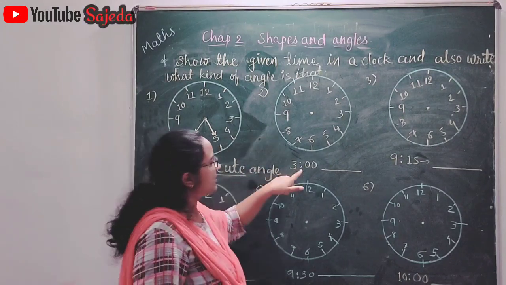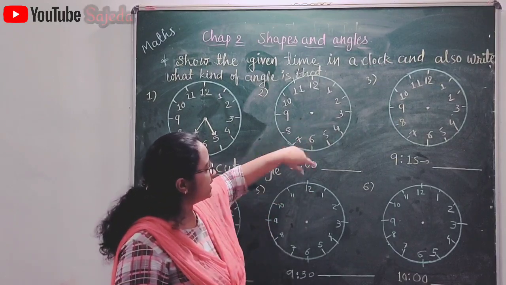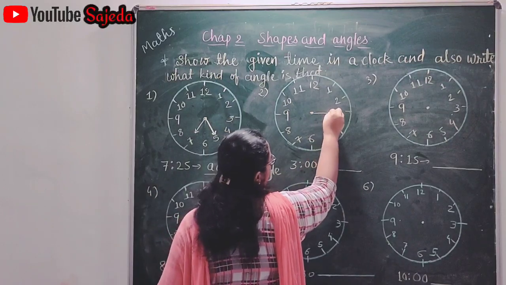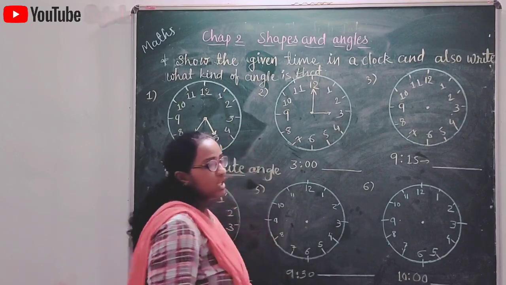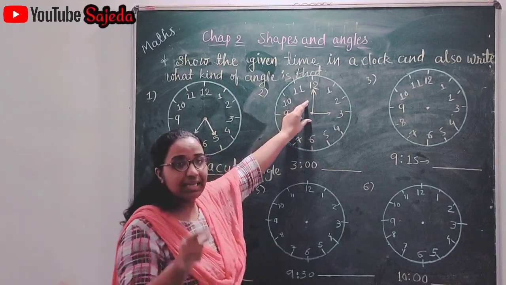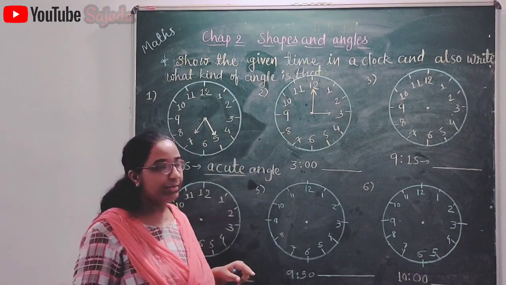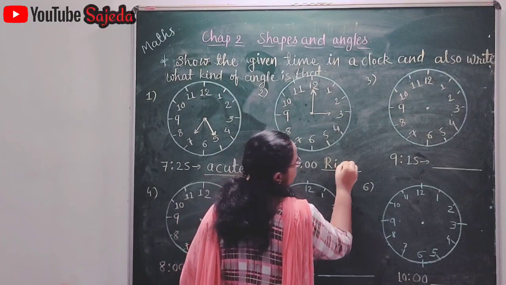Now next is 3 o'clock. First of all we will show the time 3 o'clock. When it is 3 o'clock, the small hand will be on 3 and the big hand will be on 12. Now you can see that these two hands form a shape that looks like the English alphabet L, and that means it forms a right angle.